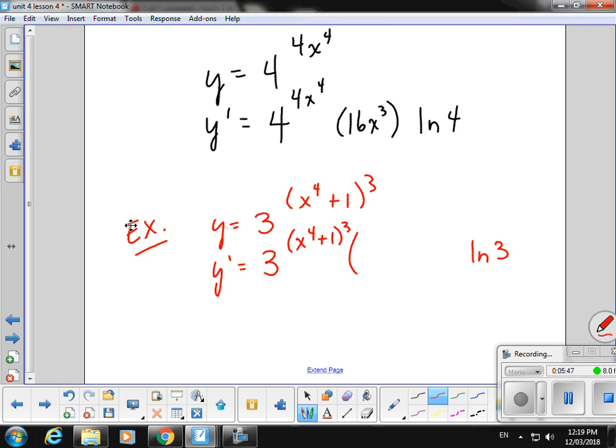Don't forget the guts. So I have 3, x to the 4 plus 1, reduce it by 1. And then inside of that is guts. So it's like guts of the guts. If any parents are listening, it's going to be weird. Okay, guts of the guts. Done. That would be the derivative. We could certainly tidy that up, but nah.